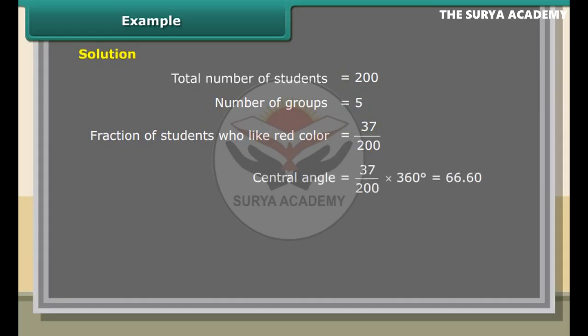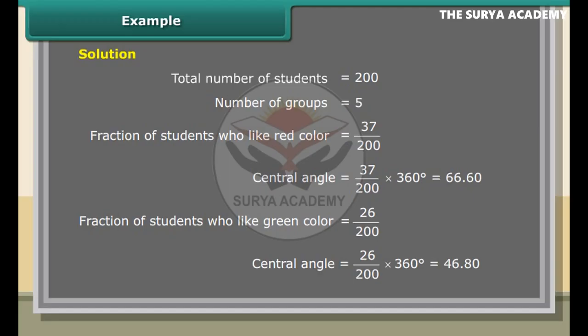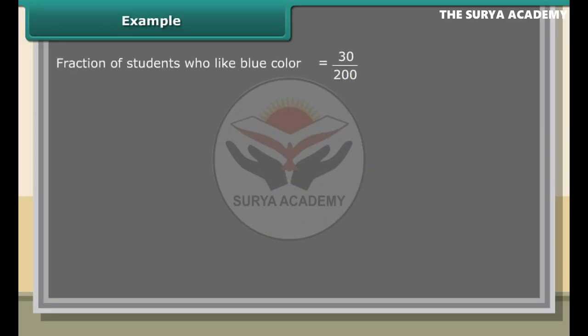Central angle is equal to 37 upon 200 times 360 degrees, which is equal to 66.6 degrees. Fraction of students who like green color is equal to 26 upon 200. Central angle is equal to 26 upon 200 times 360 degrees, which equals 46.8 degrees. Fraction of students who like blue color is equal to 30 upon 200. Central angle is equal to 30 upon 200 times 360 degrees, which is equal to 54 degrees.